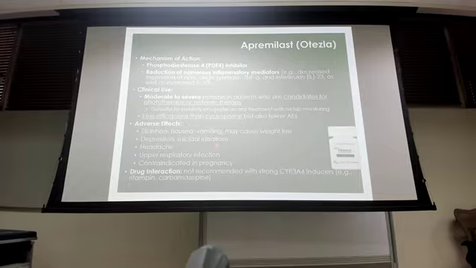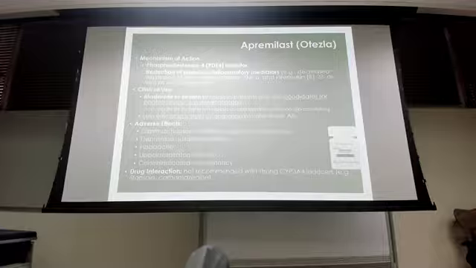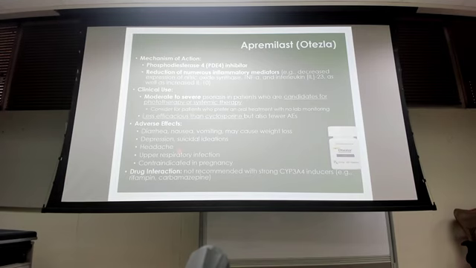You see that you have some GI issues, which ultimately could potentially lead to weight loss because they could have diarrhea, nausea, vomiting. Depression and suicidal ideation. So of course, if somebody is already in that mental state, then you need to be monitoring that closely. But other than that, these are very straightforward things. Bigger thing: contraindicated in pregnancy. Interactions: watch out for your inducers.